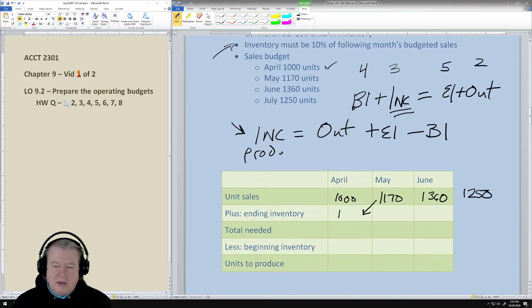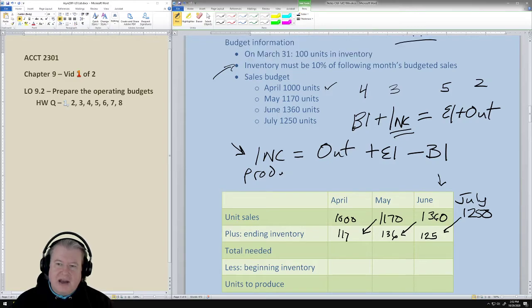Well, we want 117. Well, similarly here, at the end of May, we want to have 10% of the following month, which is 136. And that's why, even if you're not asked to calculate July, in order to calculate June, you need to know what's July's target so that you can figure out what's the ending inventory.